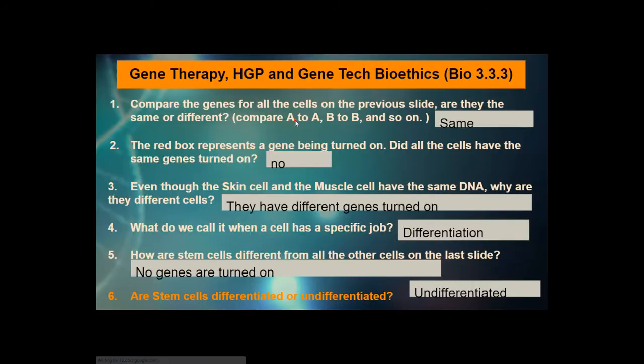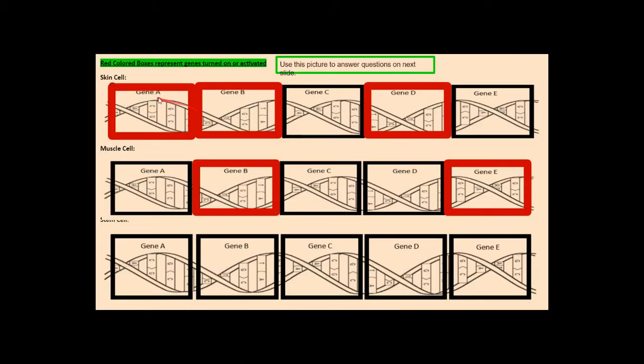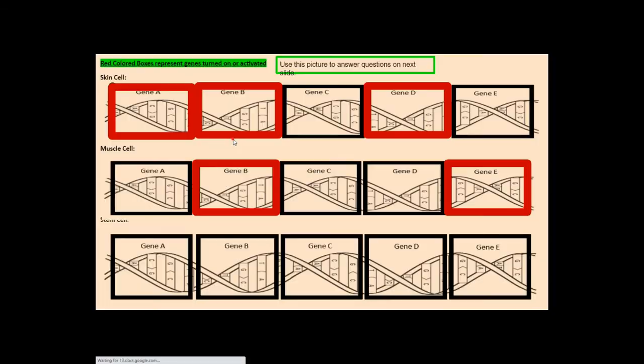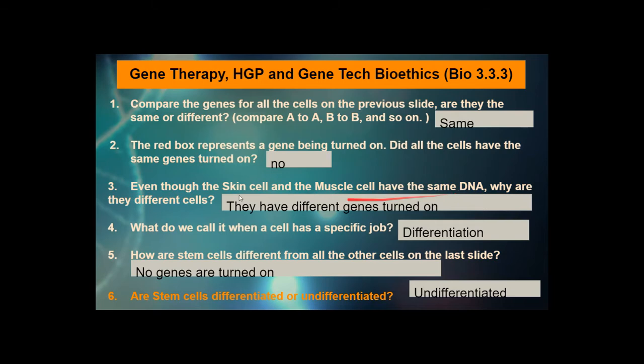So keeping that in mind, it's asking if the genes for each type of cell are the same or different. They're the same. Remember, they all have A, B, C, D, E. The red box is the genes being turned on. Do they all have the same genes turned on? No, because remember, this only had A, B, D. This had B and E. This had nothing turned on.